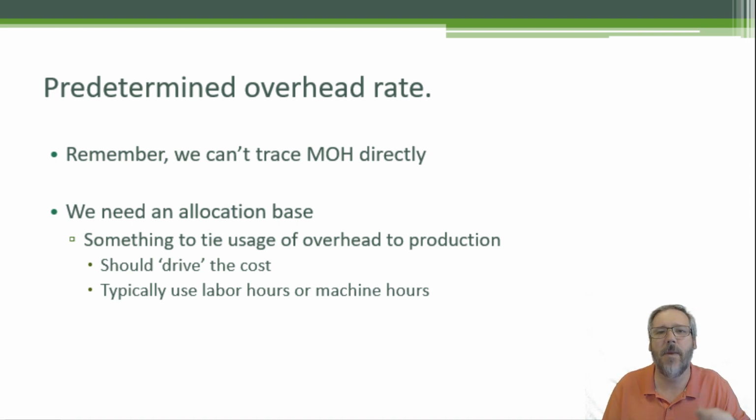So we need to come up with a way to allocate these indirect overhead costs because we can't directly trace them to the job. We need an allocation base. We need something that ties the usage of overhead to production. And whatever this thing is that we tie the use of overhead to needs to drive the cost. What this means is it needs to be related to the cost. And typically, as you see, we'll use labor hours or machine hours.